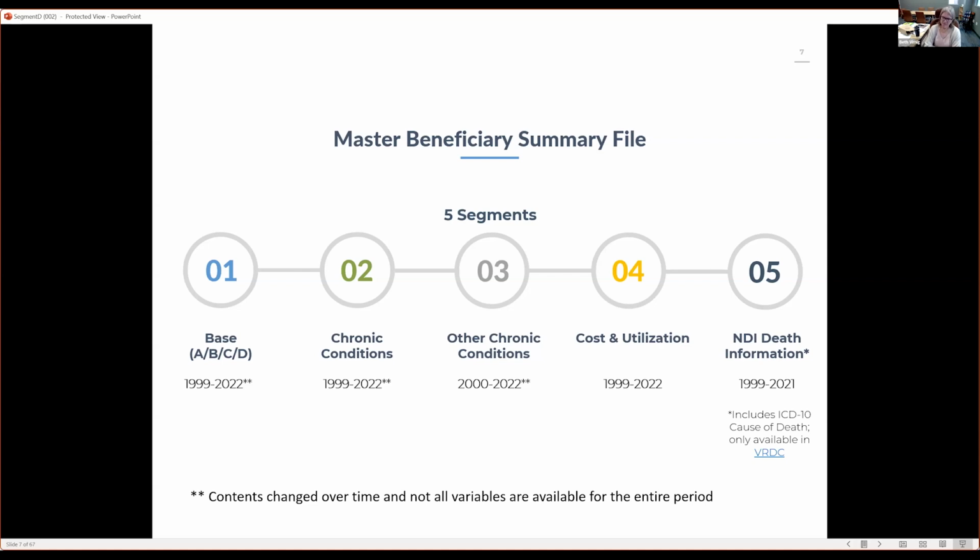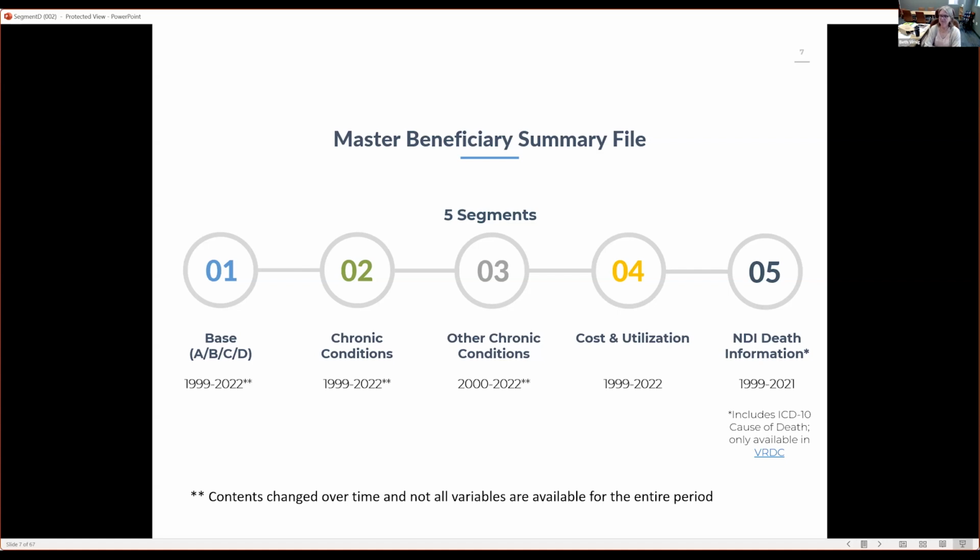I do want to point out an important thing. When CMS updates a data field, they often don't backfill the data. So the variable name will be there, it will just not contain anything. And that's certainly a mistake that I've made at various times.